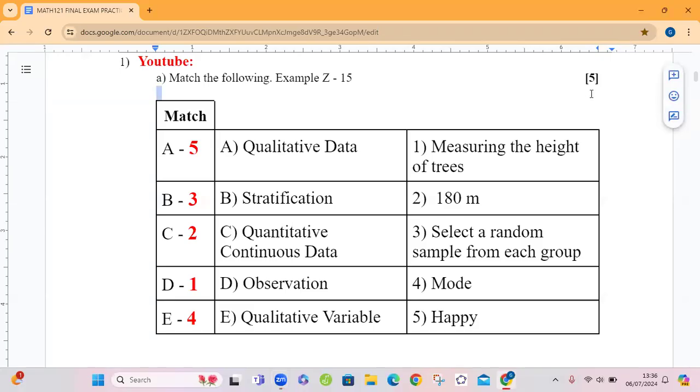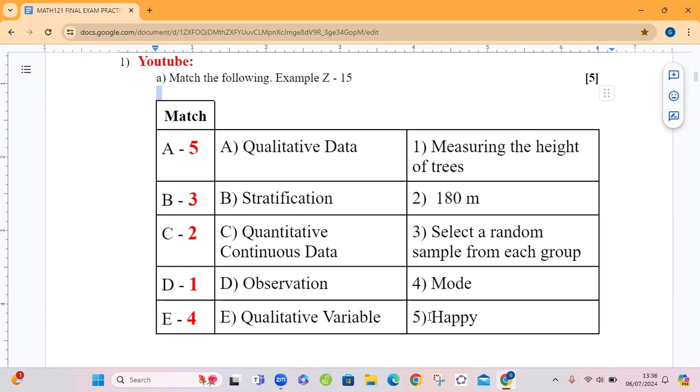So here we are going to discuss number 1, part A. It talks about matching, and we're going to match the letters to the numbers. The letters on this column match to the numbers on the right-hand corner. So for example, A, qualitative data, was matched to number 5, which is happy.